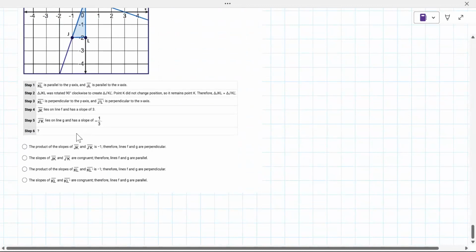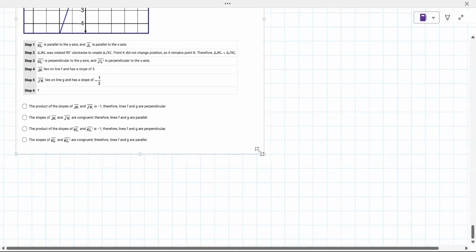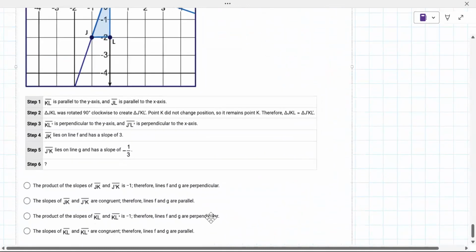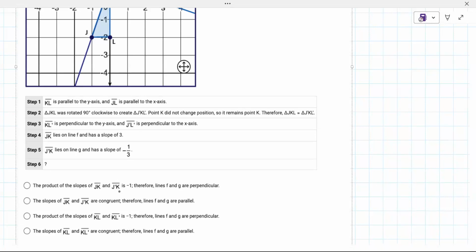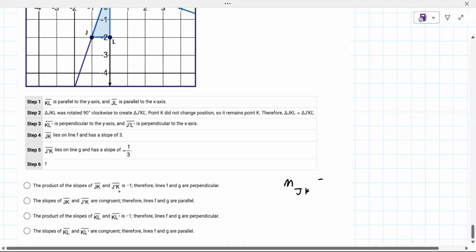Okay, we're going to have to look at the answers first to kind of go backwards. They say the product of the slopes of... So we need to look at the slopes of JK and J prime K. So can you tell me the slope of JK, please, from the proof?